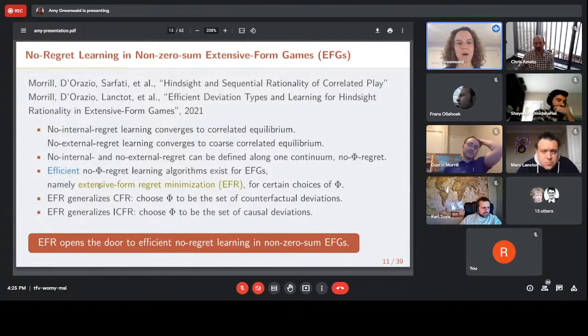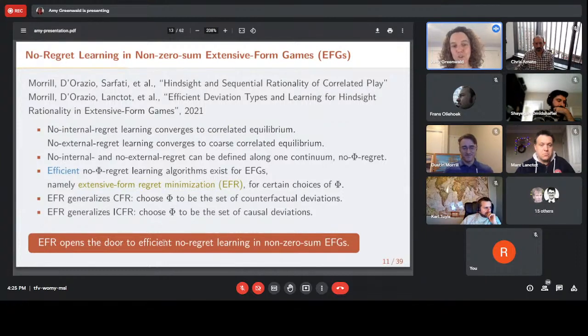That is exactly what our recent ICML and AAAI papers have done. They introduced something called extensive form regret minimization, where you give it a choice of phi, and it will give you an efficient no phi regret, or phi regret minimizing, algorithm for extensive form games. That is our main contribution, and it is nice. It generalizes CFR. It generalizes ICFR. Basically, you just have to choose the phi to be the corresponding set of deviations, and you will recover those algorithms.